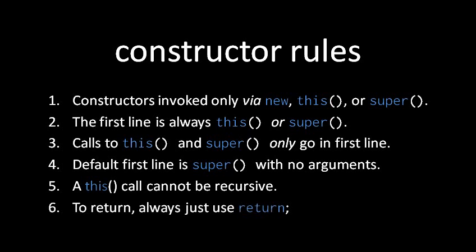Finally, the last thing to know about constructors is that if you want them to return early, you just write a plain return statement with no expression for a value. The way Java thinks about a constructor is that it doesn't actually return anything. When you create a new object with the new operator, it's the new operator which is returning the new object, not the constructor. So when you return in a constructor, you could just write return semicolon.